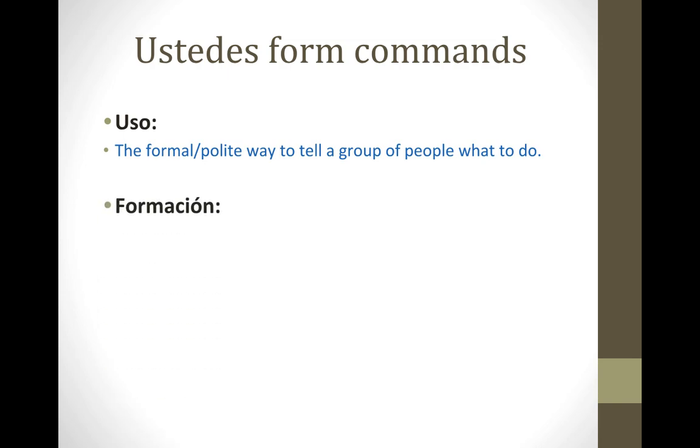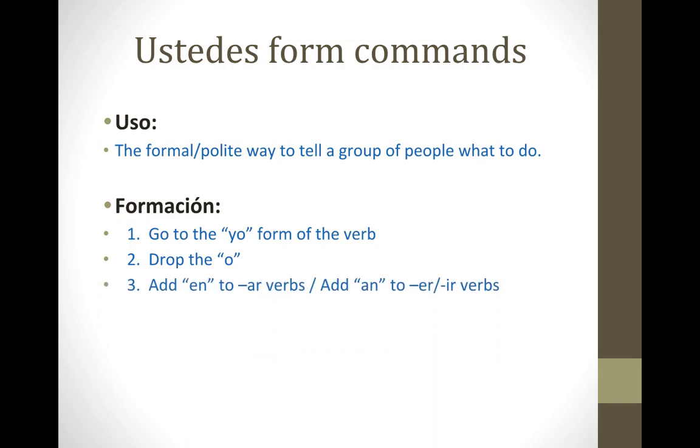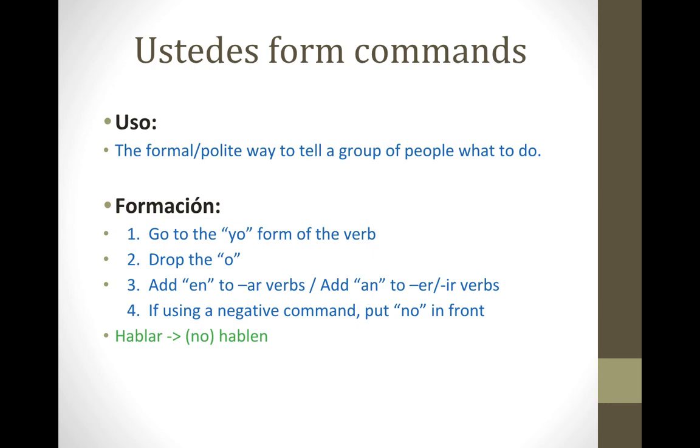To form them, you're going to go to the yo form of the verb, present tense. You're going to drop the O, and you're going to add the opposite ustedes form ending. So that's an EN to AR verbs or an AN to ER/IR verbs. Lastly, if it's negative, you want to put the no in front. Okay, so let's conjugate those 3 regular verbs there. If I was telling the class to speak, I would tell them hablen. Don't speak, no hablen. Eat, I would say coman. Don't eat, no coman. And write, I would say escriban or no escriban.